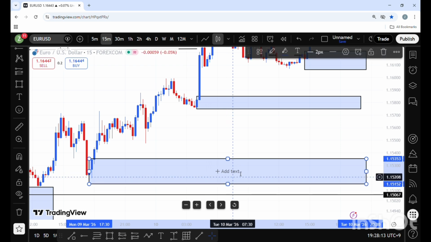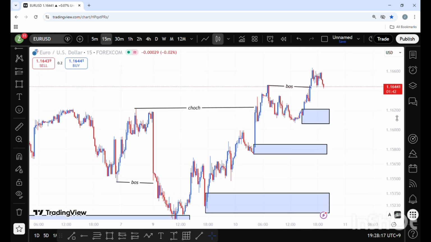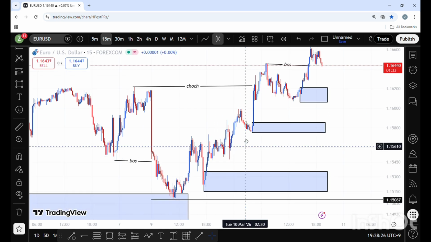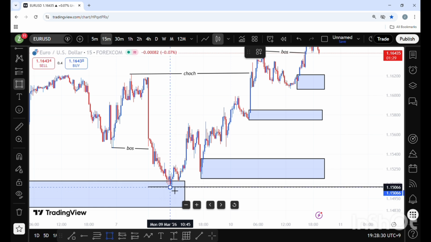Number one, you have to make sure that there's liquidity before the market taps you in, because if there's no liquidity, it means you are the liquidity. Number two, you have to have all your confluences intact, and then you can place your trade.